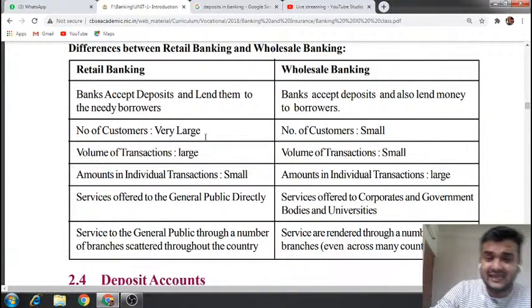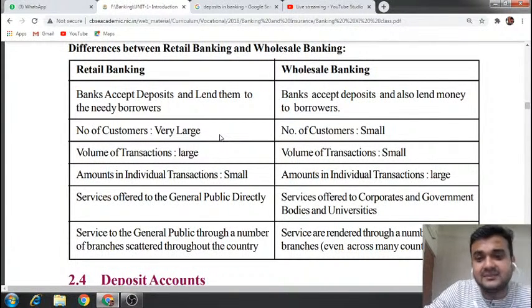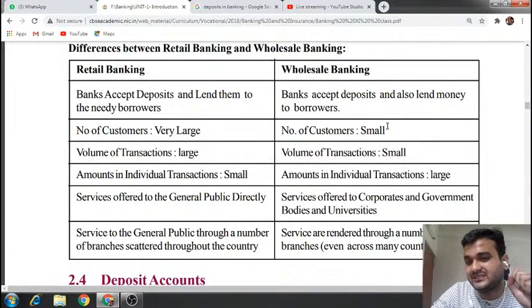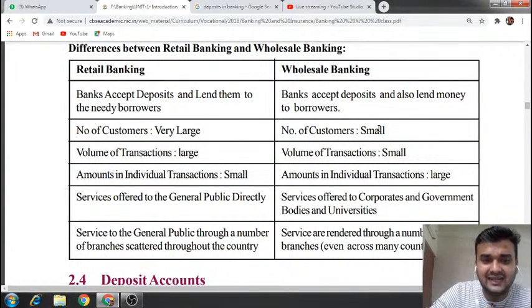In retail banking, the number of customers is quite large. Why? Because there is a person who has a balance of rupees 100 and there is a person who has a balance of crores of rupees, and in between there are so many customers. That is why in retail banking there are many customers. But in wholesale banking, there are few facilities, products and services provided by the bank, so the number of customers is less.